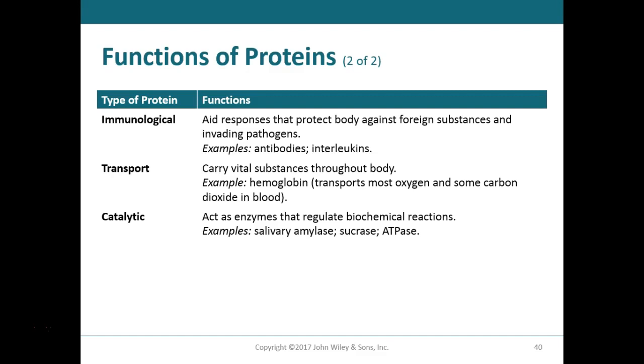Other proteins serve an immunological function in that they can be formed into antibodies and interleukins that enhance the immune system response. They can carry vital substances when they are transport proteins, such as the protein part of hemoglobin that carries oxygen and very limited CO2 in the blood. And they can also have a catalytic function in that they drive and regulate biochemical reactions, such as serving as enzymes like salivary amylase that helps to start breaking down carbohydrates, or sucrase, an enzyme that breaks down sucrose, a sugar, and ATPase, which breaks down ATP.